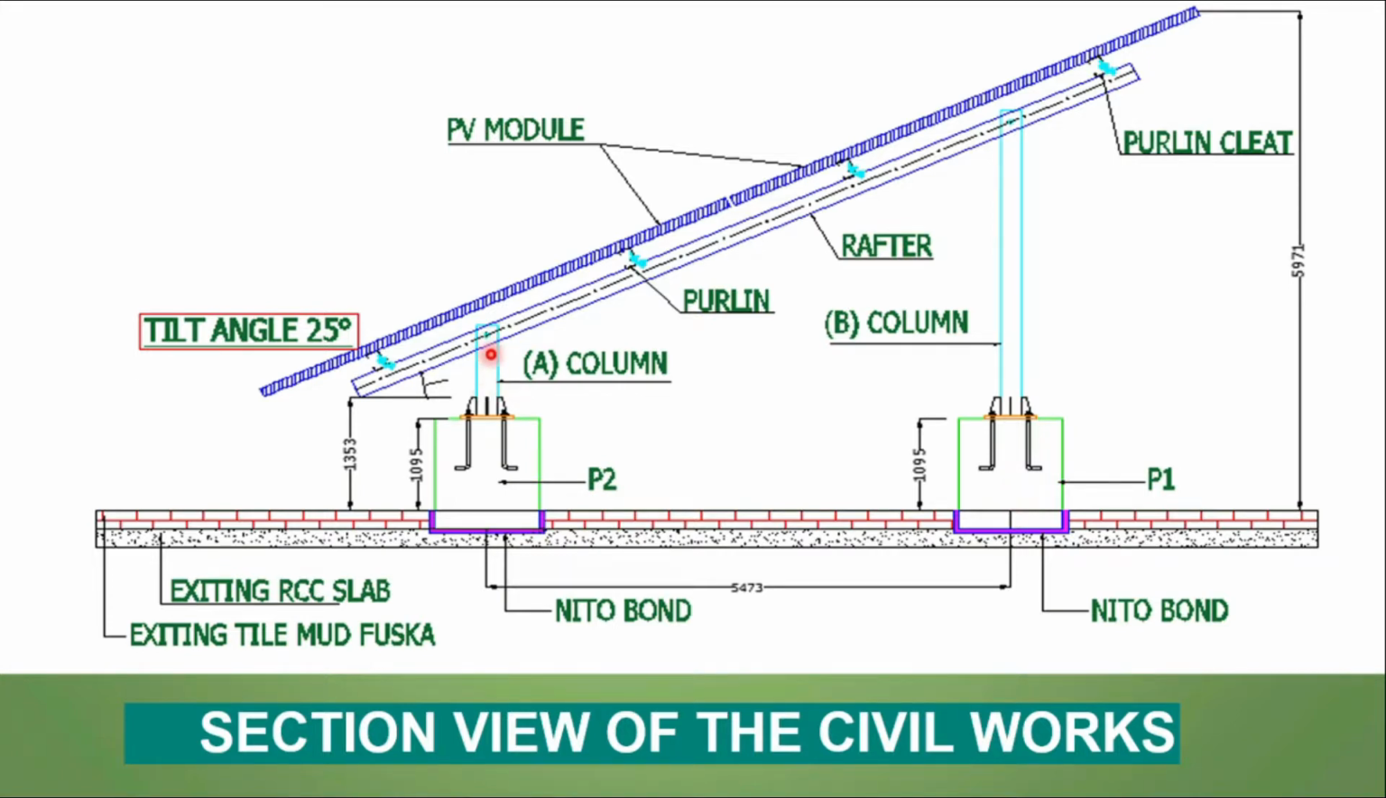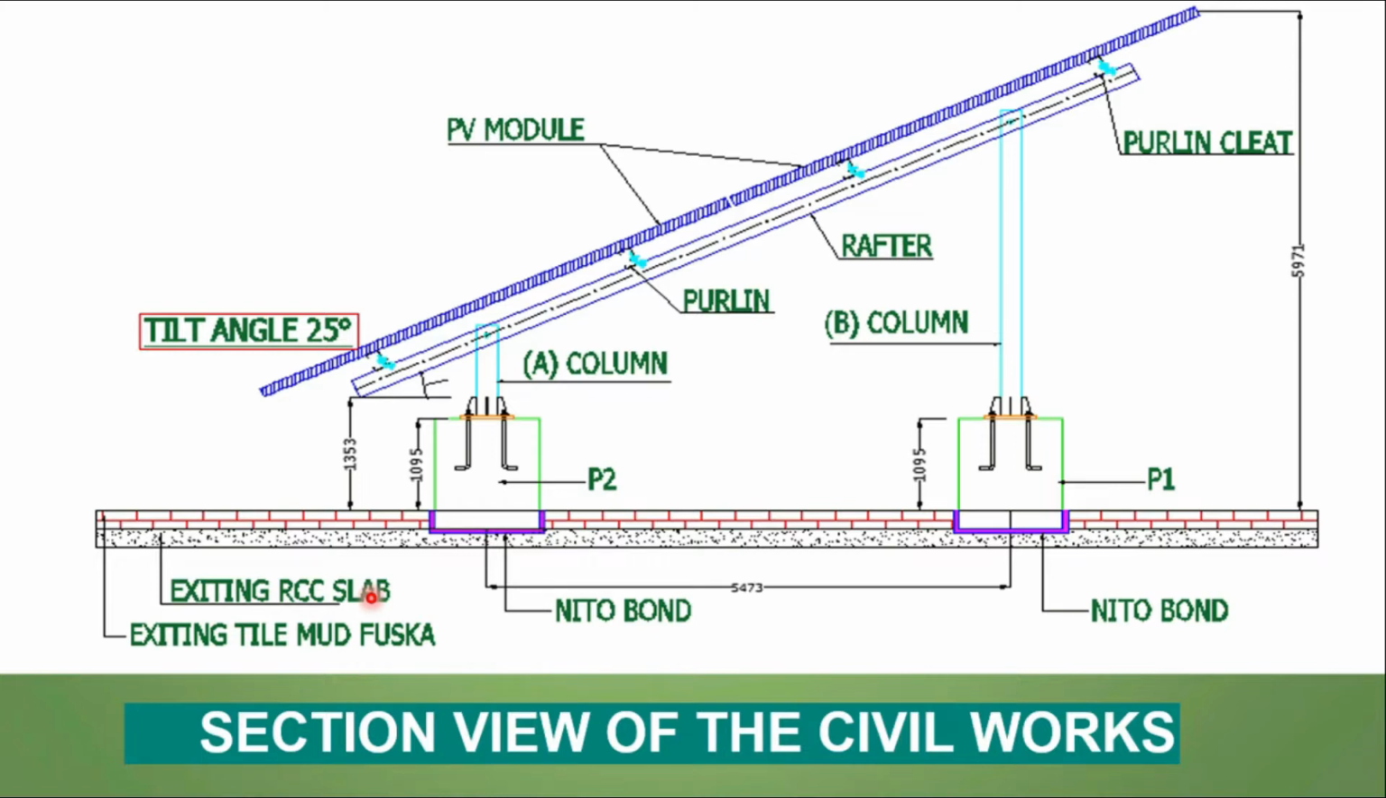These are the vertical columns for the supporting of the purlins so that the panels can be mounted on the purlins. Here you can see that two panels are mounted with a tilt angle of 25 degree. You can also see here that the existing RCC slab has a tile mud fuska over it and the civil foundations are casted by putting up the mud fuska by chipping the slab so that a strong bond of the foundation can be made with the slab.